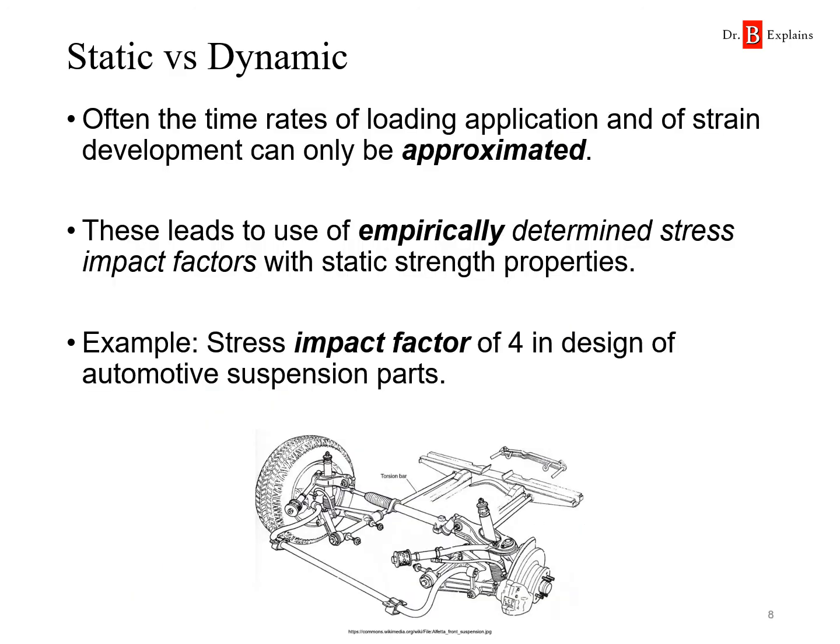Now, the tricky part with dynamic loading is sometimes just having a good measure of the time rate of the loading. Like how much time does it take for the loading to be applied? So sometimes the best we can do is just approximate this time loading. So we use empirically determined stress impact factors with the static strength properties. What does this mean? It means we're going to take the static properties of the materials and we're going to apply an impact factor or some magnification.